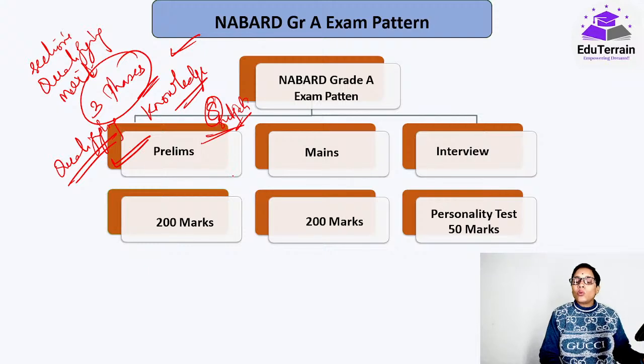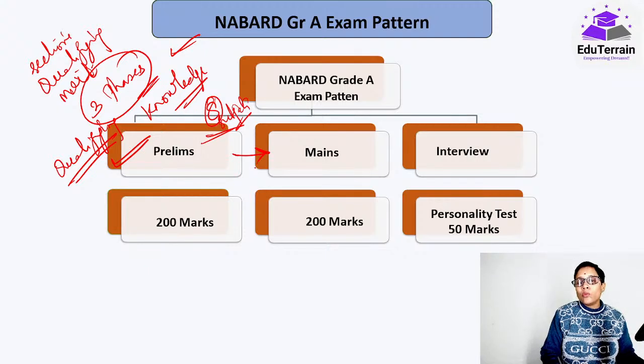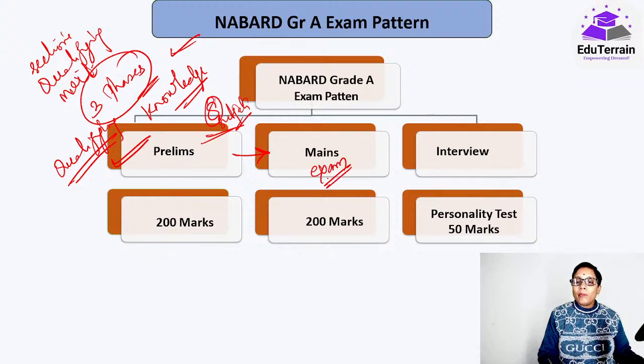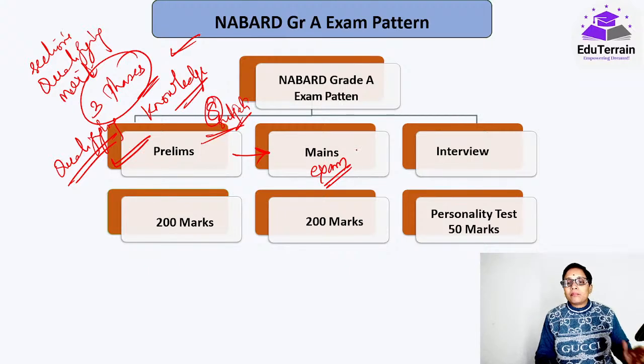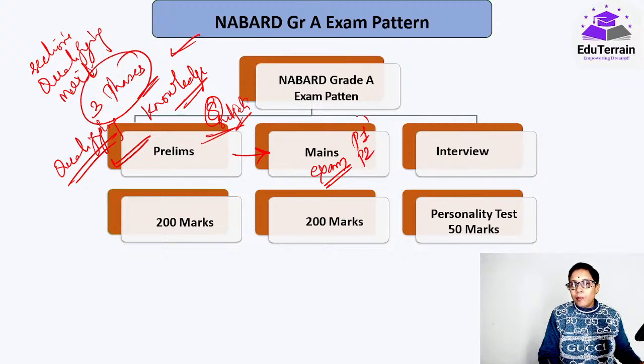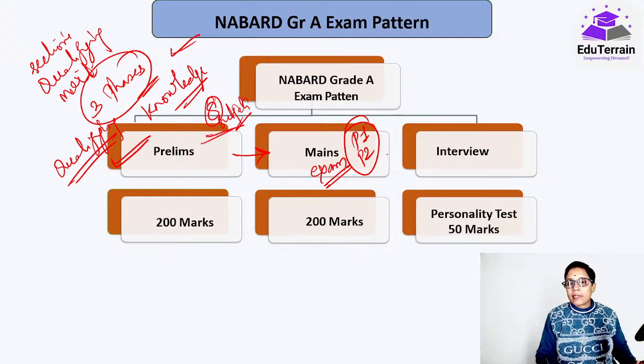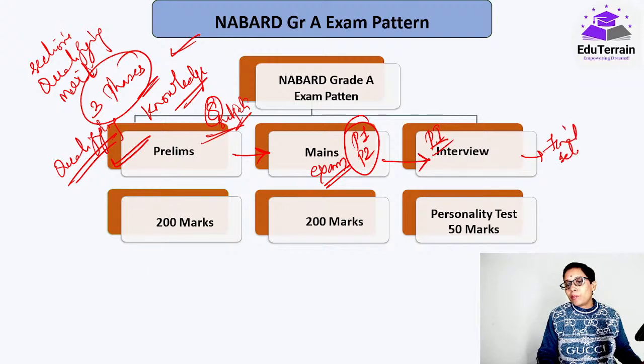Okay, once you are through with the prelims, you will be moved to phase 2, that is the mains examination. Now when we talk about mains examination, it would be again of 2 papers, paper 1 and paper 2. Okay, this also we'll be discussing in a detailed manner in the coming slides. Now you are through with the mains as well. Now you will be moved to phase 3, that is the PI, personal interview, and after which the final selection, your name will appear in the final selection.